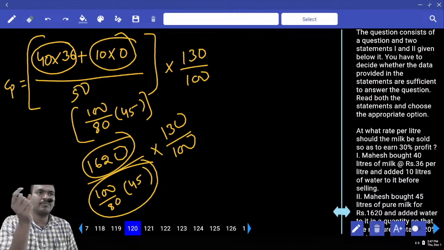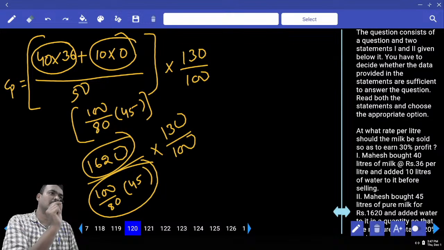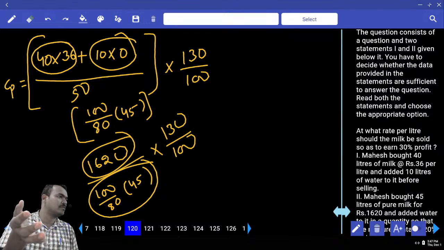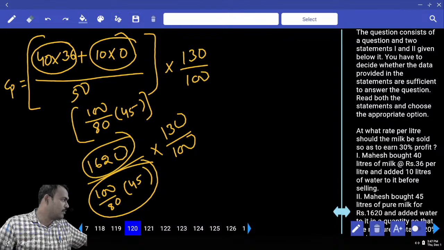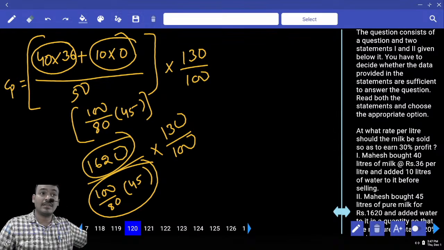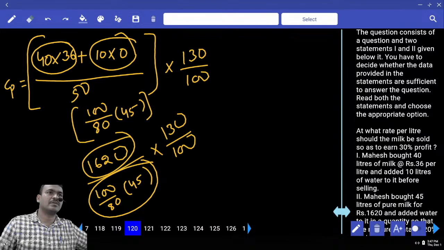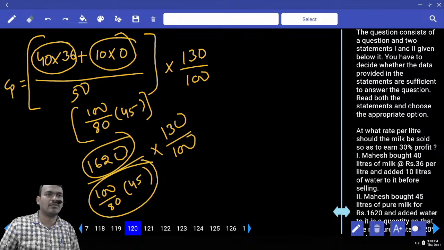80% value is 45, so we get the 100% value, that is the mixture. The mixture is how many liters? 100 by 80 into 45. The same mixture costs how many rupees? 1620. What is the per liter cost? 1620 by 100 by 80 into 45. That is the mixture total cost, which is 100%. Again it is sold at how much percent profit? 30% profit. Out of this we required 130% value.